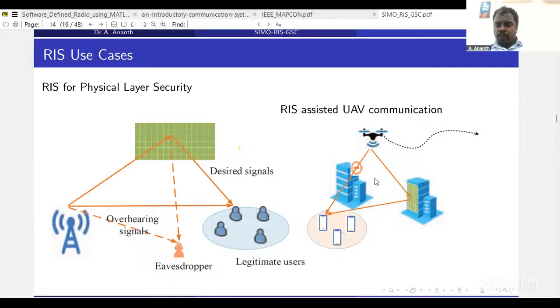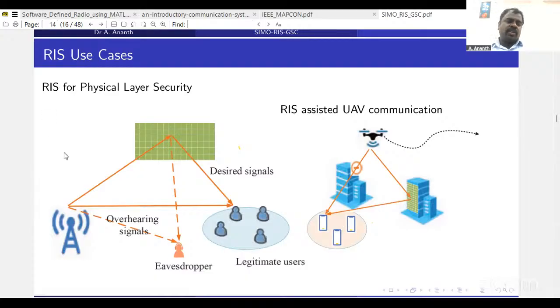That is one classical example of providing connectivity or coverage to a certain user group. When you are using this kind of unmanned aerial vehicle, there may be some other blockage. If this building is providing some blockage, we can have an RIS surface installed on the building wall. So you can have this connectivity through reflection from the unmanned aerial vehicle to this particular user group. We can integrate RIS along with unmanned aerial vehicle communication, or with conventional communication. So this is one thing.